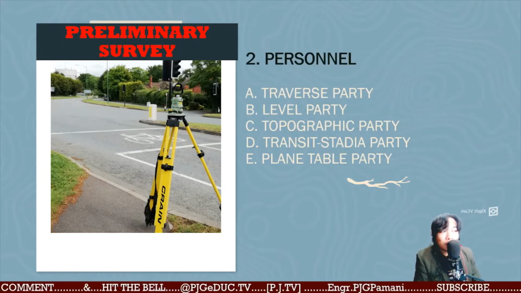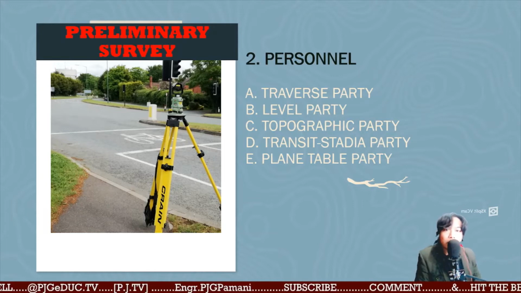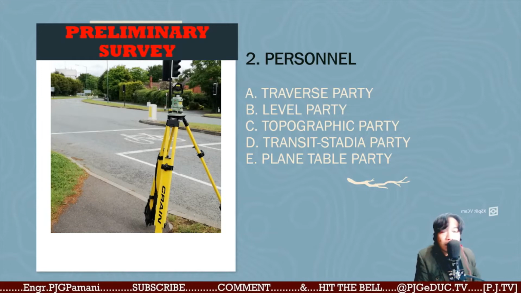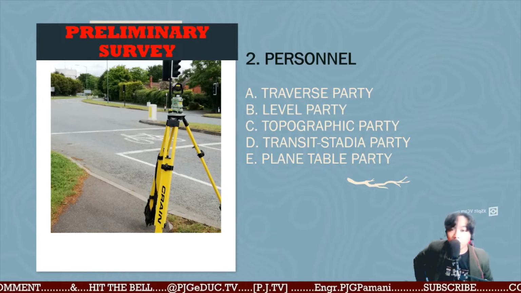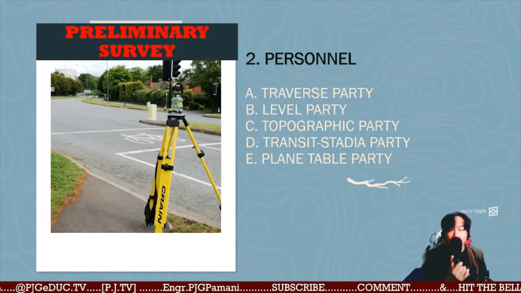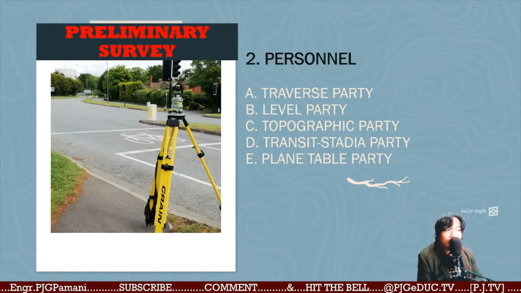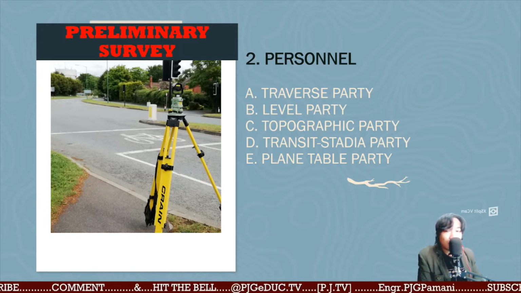Then the personnel should be composed of traverse party, level party, topographic party, transit stadia party, and plane table party, which of course is very important later on in formulating our traverse surveying data, topographic data, level data or section data for vertical curves and horizontal curves, transit stadia for the number of lanes on that specific roadway, then plane table party.